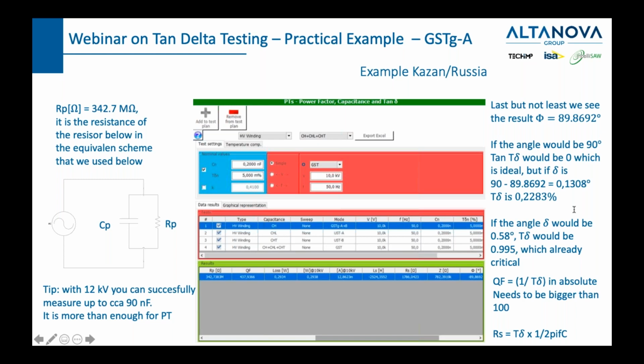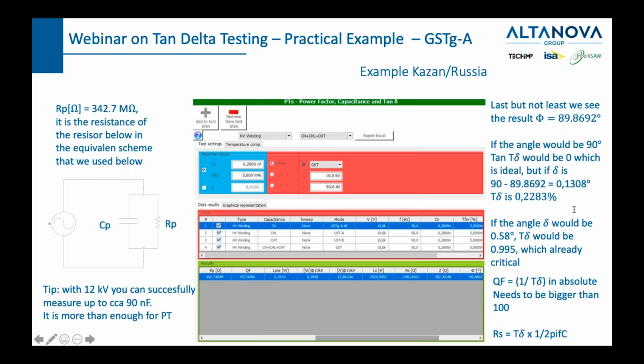For a GIS, I would propose partial discharge test. Partial discharge test will tell you much better at which stage the insulation is, because it will detect the possible electrical discharges inside of your GIS.